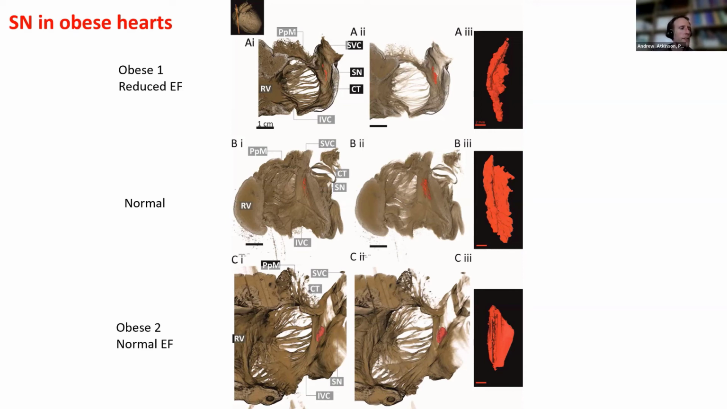We need to do a bit more investigation into this, but there is potential, as I mentioned earlier, that if we're getting fatty infiltration into the area of the node or anything like that, it's going to affect what we're seeing on the CT. So it's something we need to try and confirm.